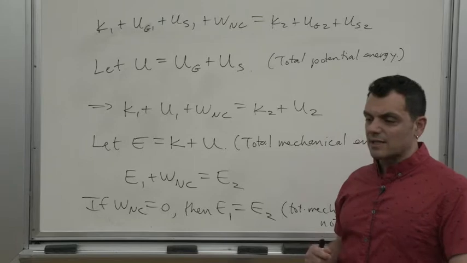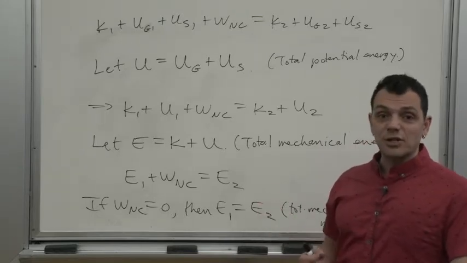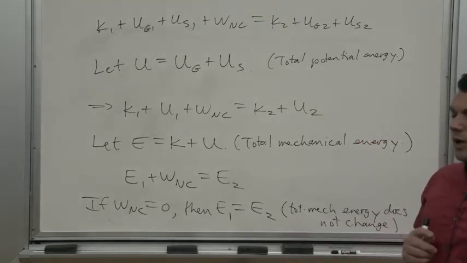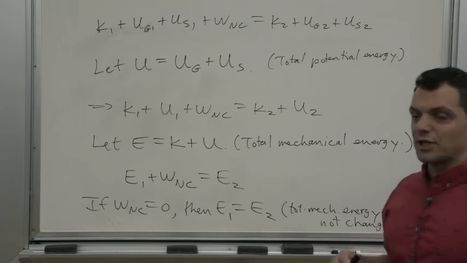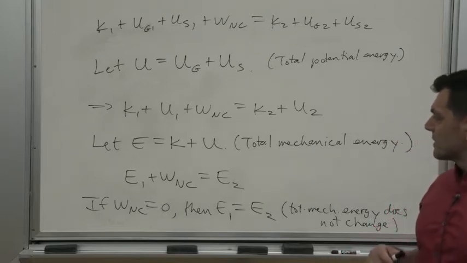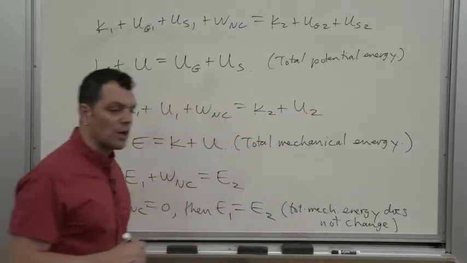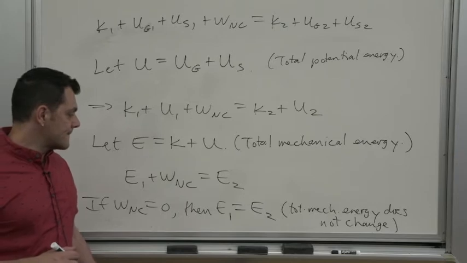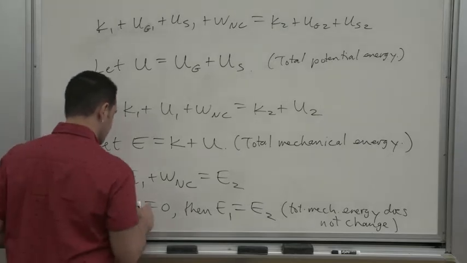So if we have a frictionless situation, then mechanical energy is conserved, right? As an object moves from one point to another, we have a situation where the total mechanical energy does not change. Okay, so this actually is called conservation of mechanical energy. Okay, so let's use it. Let's do an example.